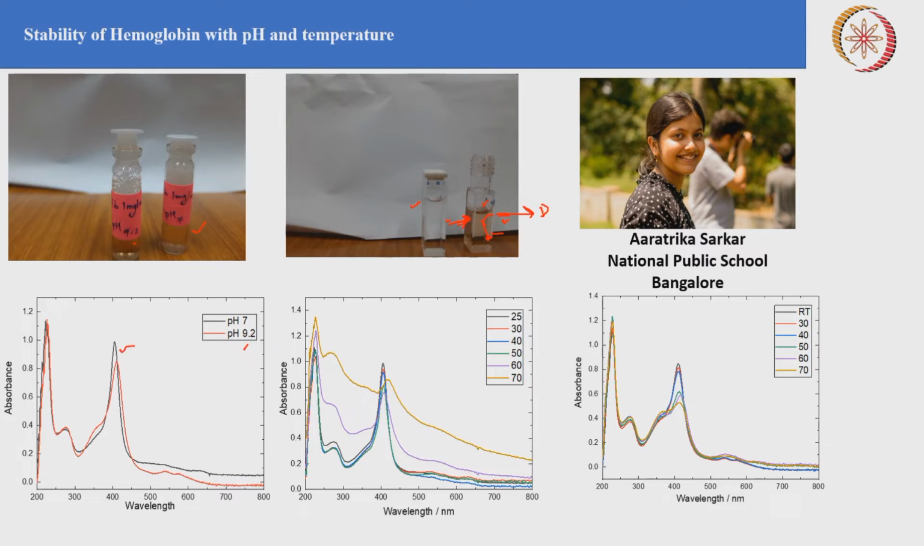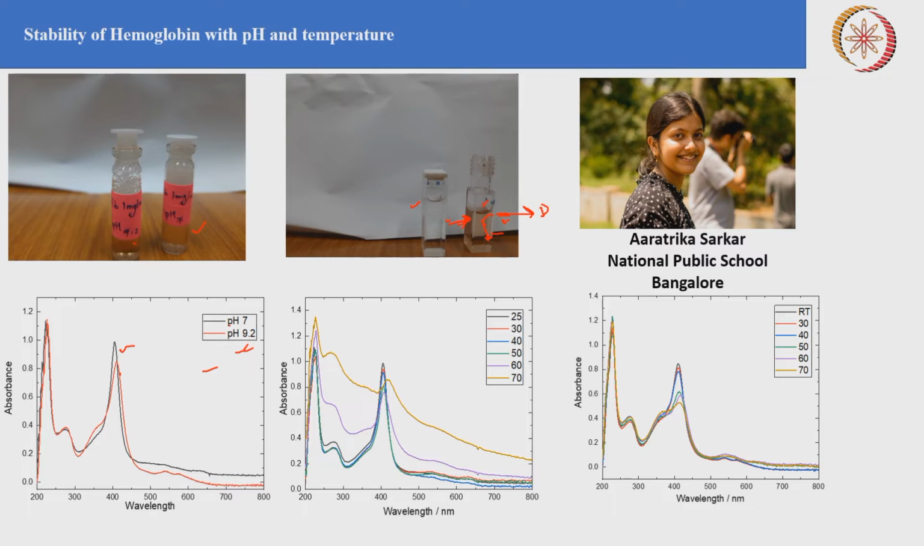Here you can see we also discussed that with pH your protein stability will change. The black one is pH 7 and the blue-red one is pH 9.2. Hemoglobin has a heme moiety along with a globular protein, and they are connected by hydrophobic interaction and van der Waals interaction. So different OH or hydrogen bonds are there.